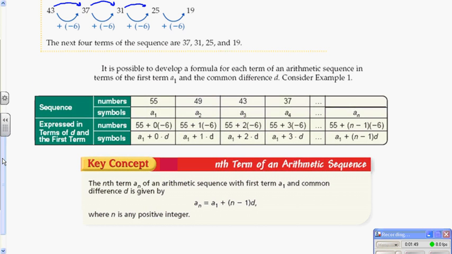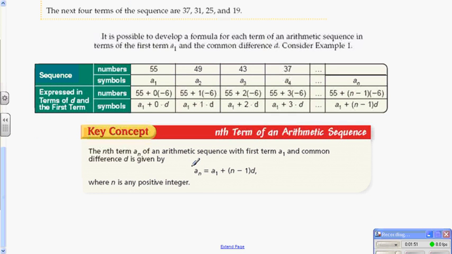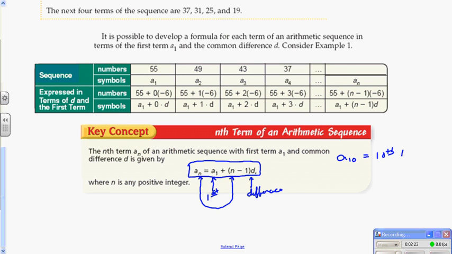Now here is a formula that we can use to describe any term, or the nth term, of an arithmetic sequence, where this term represents the first one, D is the difference, and this n and this n are the same. So this is subscripted notation. If I say A sub 10, I'm talking about the 10th term in the sequence.